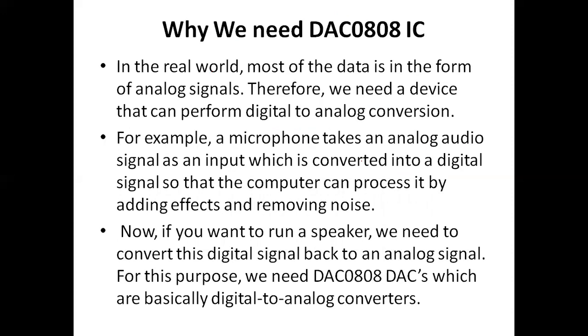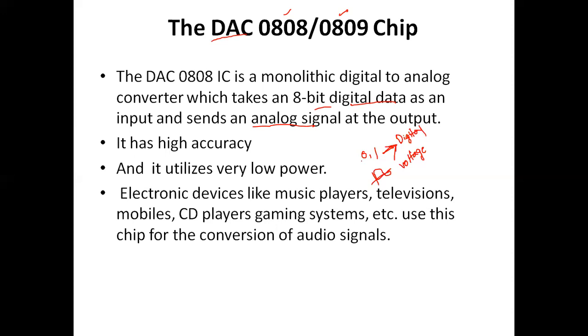Before going further, we need to know why we have to use this DAC. As I have said, the digital to analog converter is very useful in many ways. Why we need the DAC 0808 IC: when we take the example of the real world, most of the data is in the form of analog signals only. Fine. Therefore that analog signal should be converted into digital, and we need a device that can convert digital signals into analog.